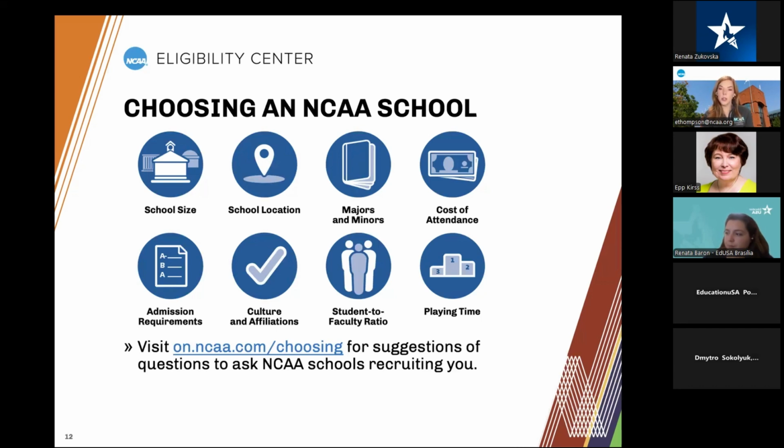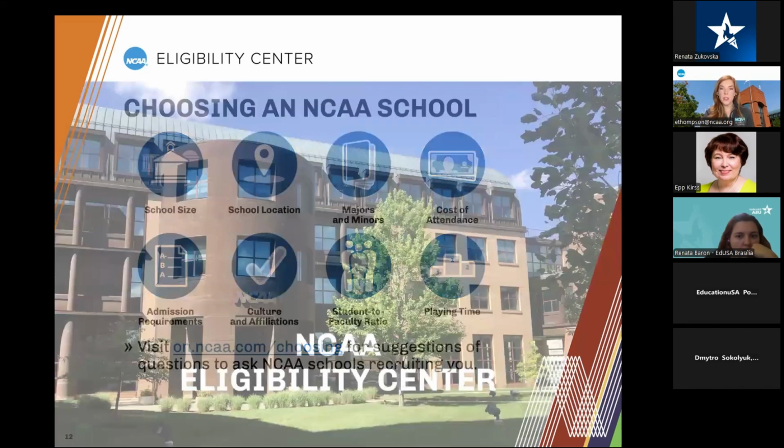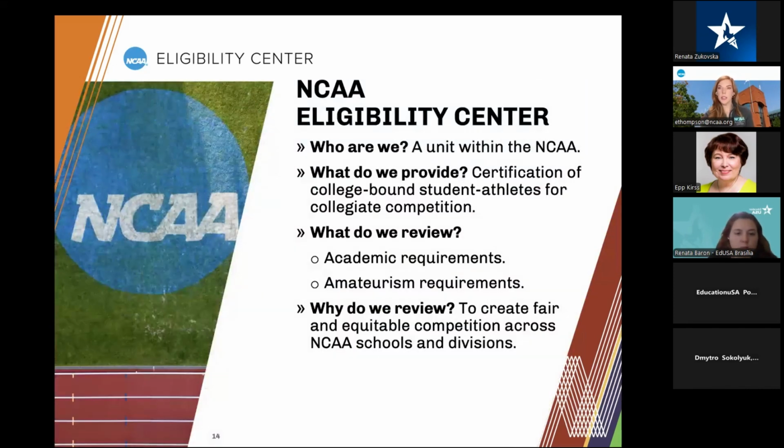But then also knowing and asking the question about what type of playing time would you get? Would you get more playing time if you attended a Division II or III school versus a Division I school? And is that an important factor for you and your overall experience at the university? But you can find more information on our website at on.ncaa.com/choosing.